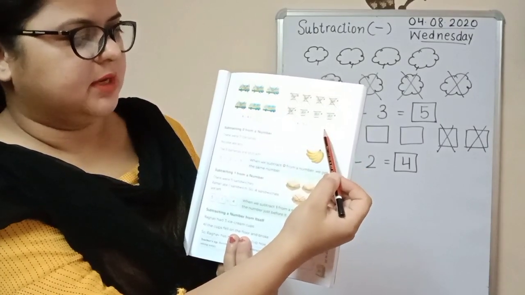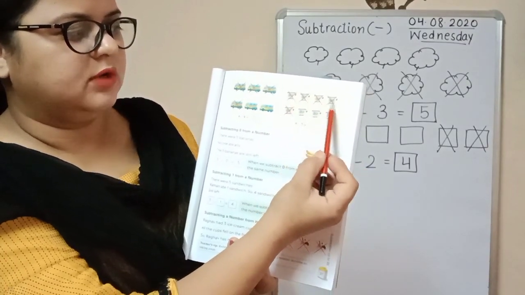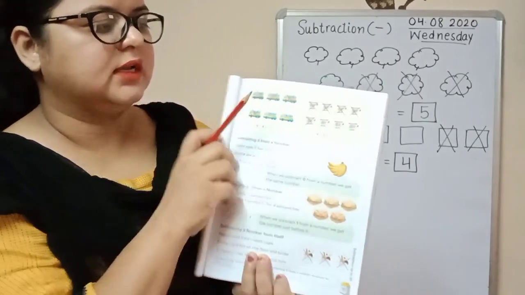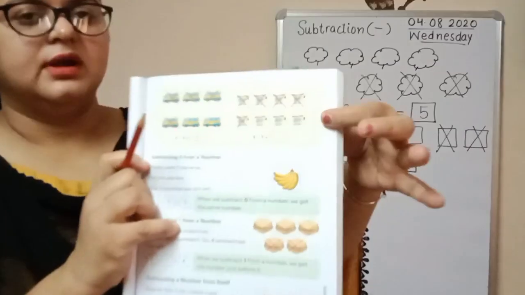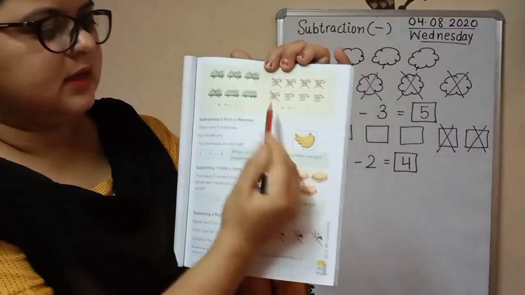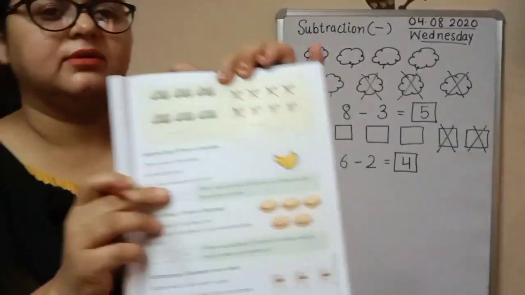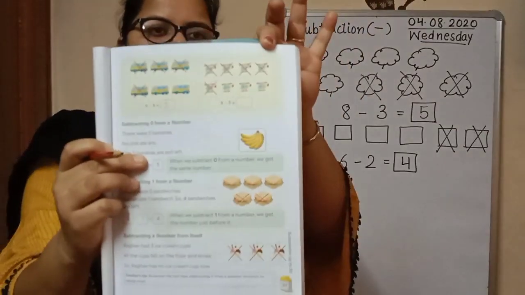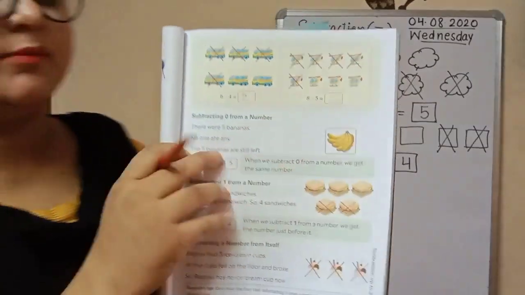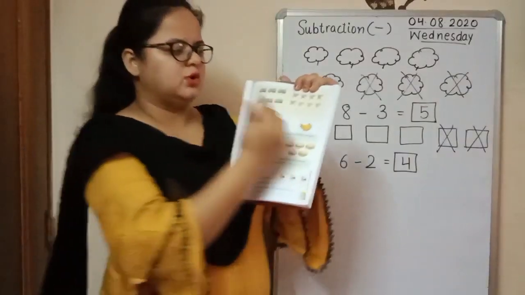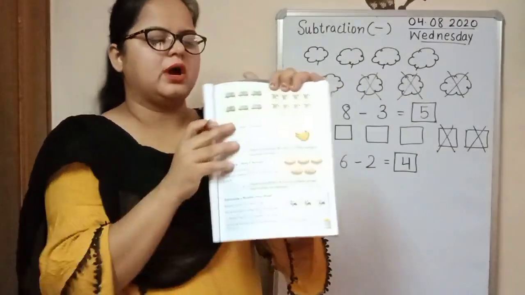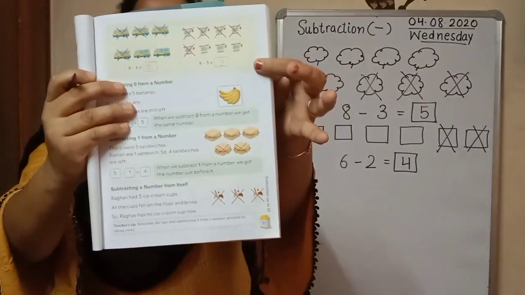Next and last number is this. 1, 2, 3, 4, 5, 6, 7, 8. Here are 8 pictures of aeroplanes. And 8 minus 5. 5 are crossed. 1, 2, 3, 4, 5. Yes. And how many pictures we have left? See, 1, 2, 3. Only 3. So 8 minus 5 is 3. You have to write number 3 in this box.